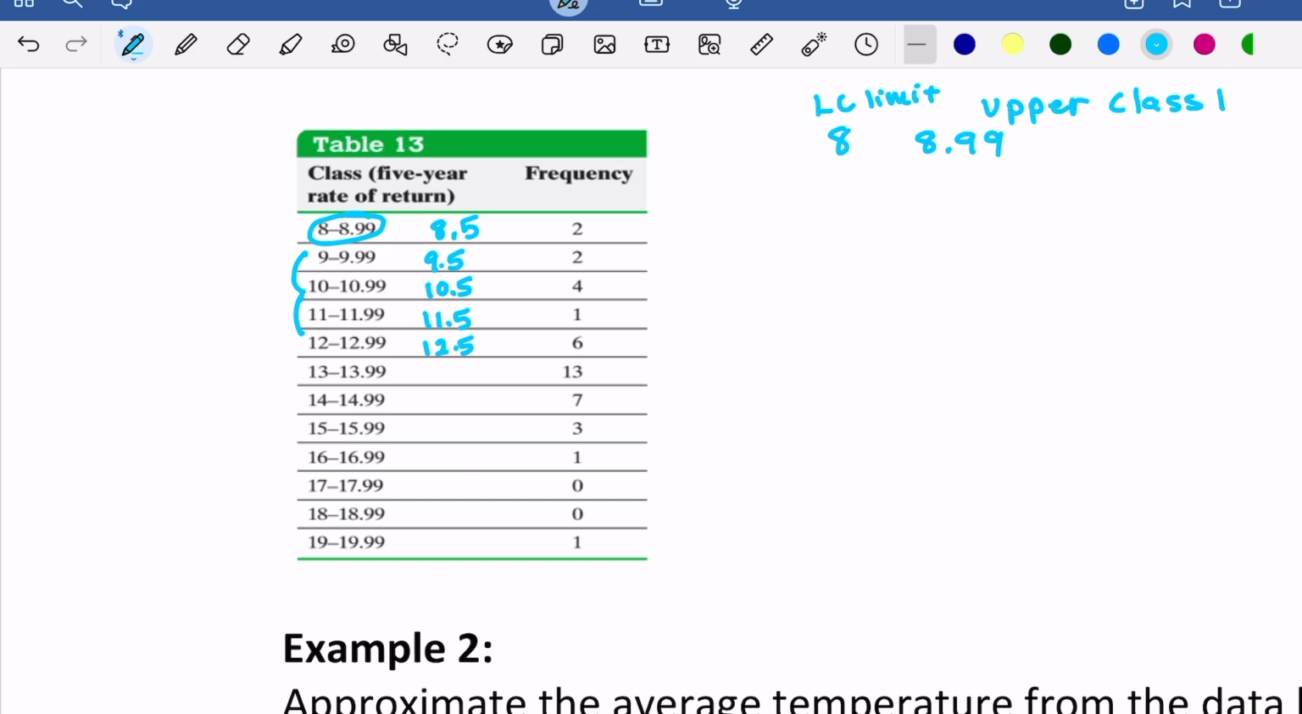Your class width, remember, is the distance between the classes. The distance between each class is 1, so your class width is 1. And then once you have the information, you're just going to input that into your calculator and find the average. I'm going to show you how to do that. I'm going to pause the video here and then we're going to resume in just a second.